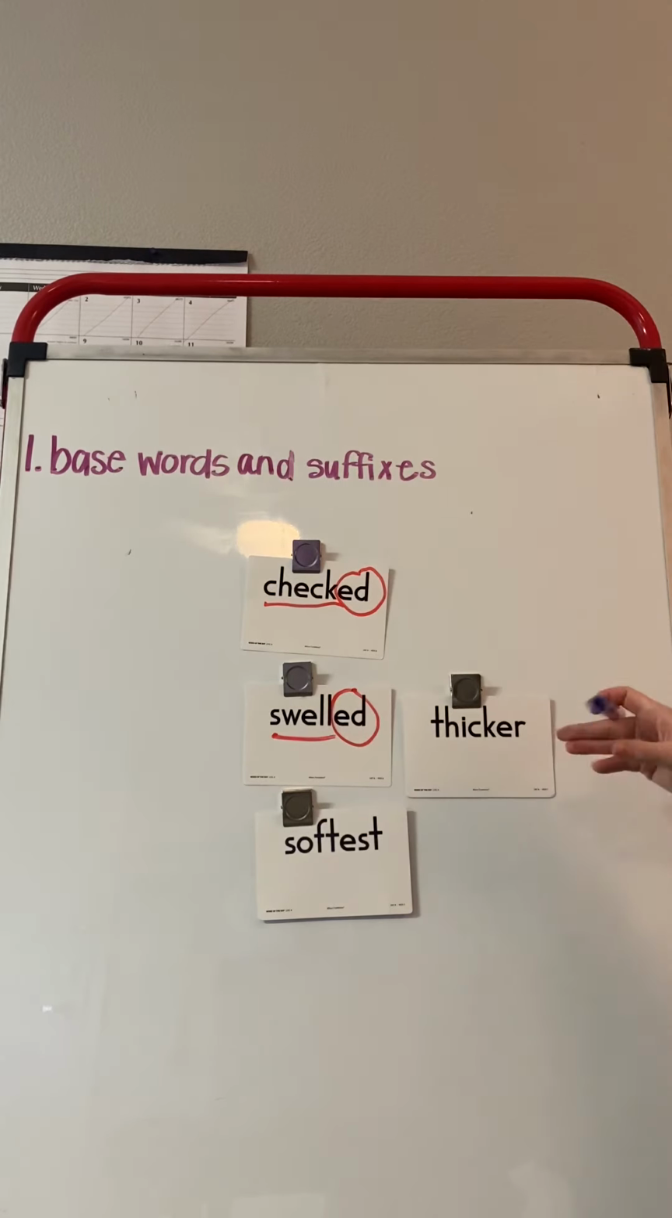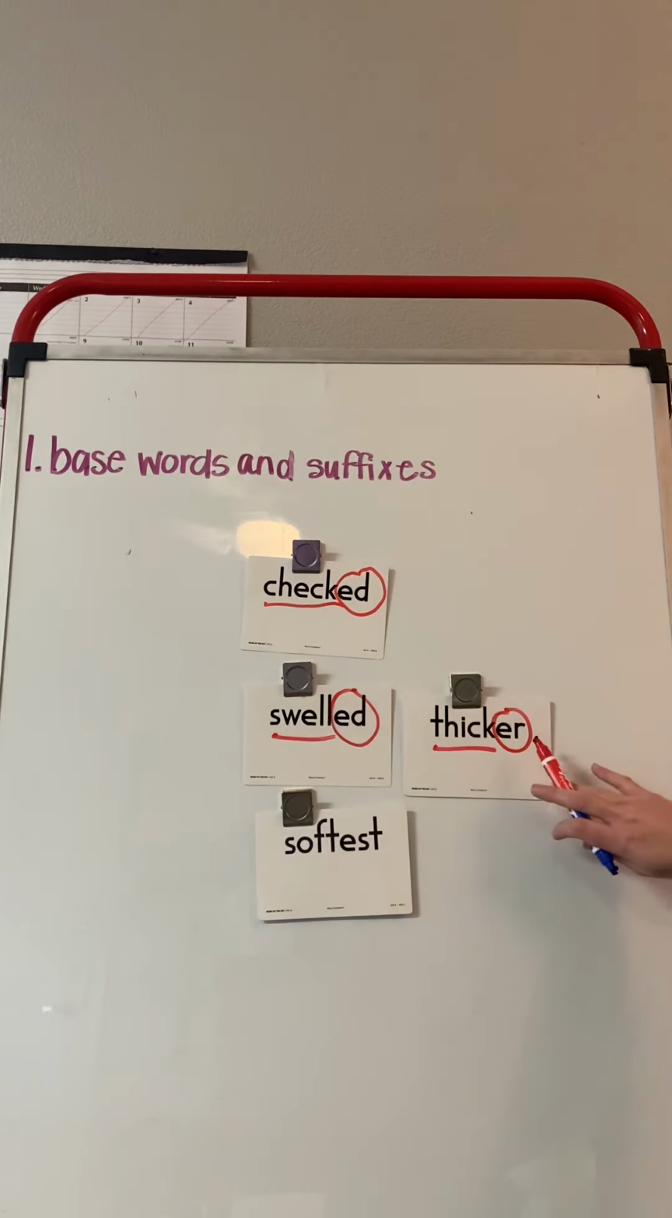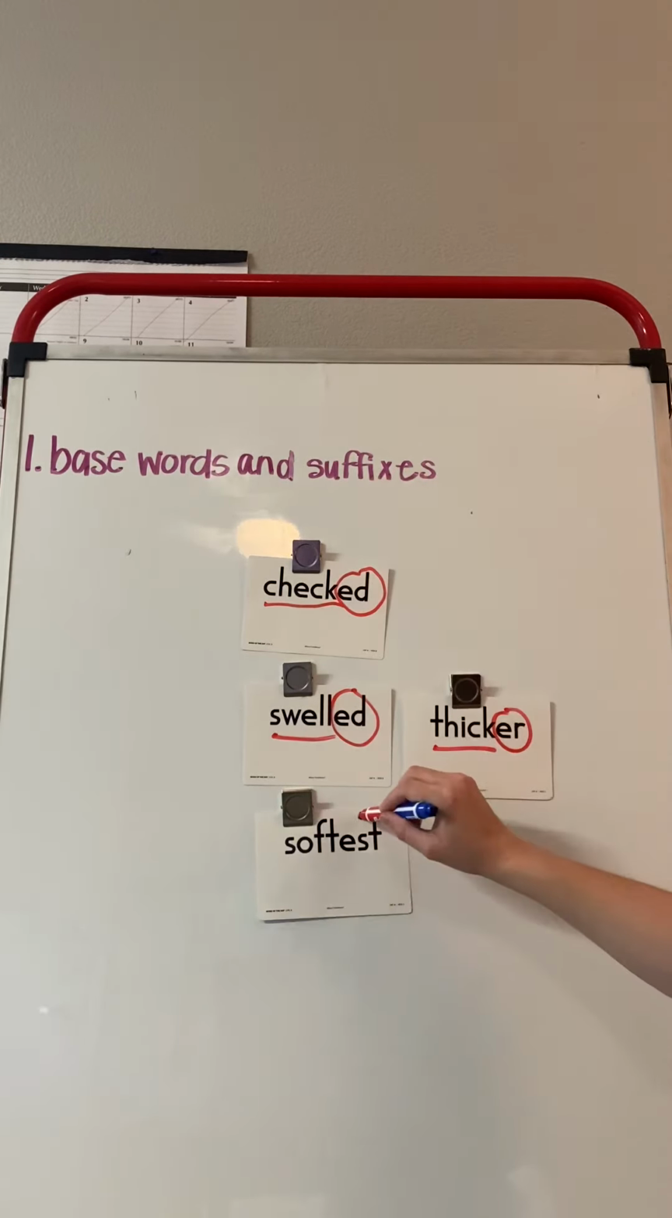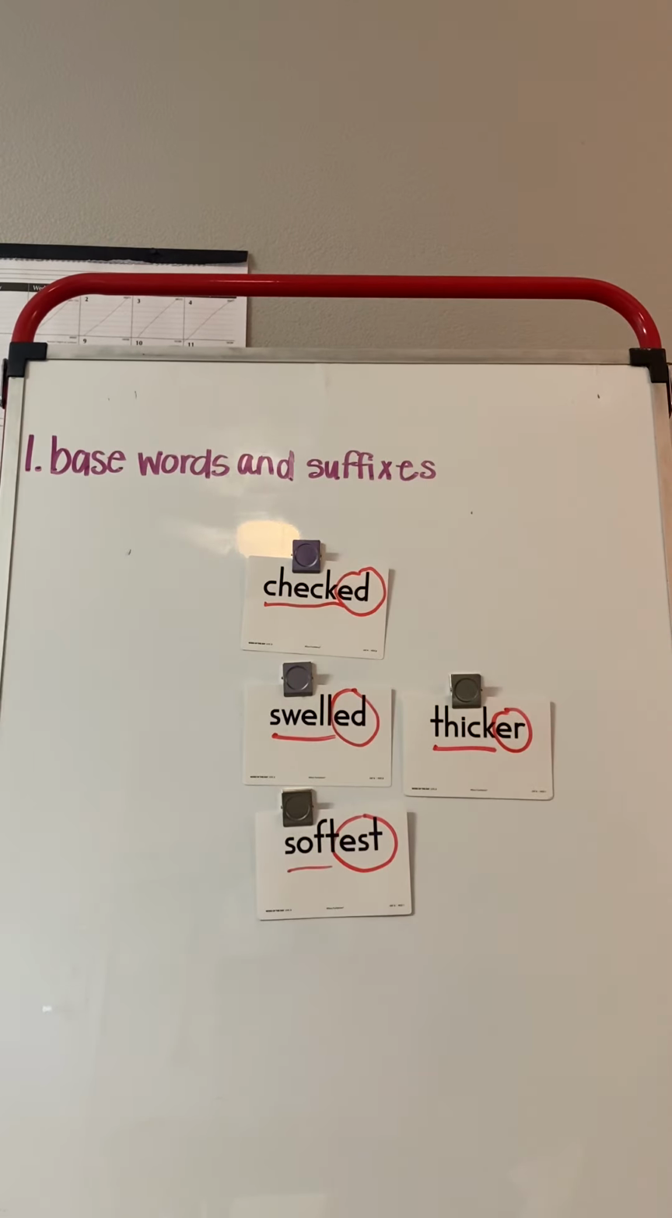In our word thicker over here, we have our suffix er and our base word thick. We would tap that out: thick, thicker. Now remember our ER is here, so we are comparing something, but we're only comparing it to one thing, right? That pencil is thicker than my colored pencil, okay? Softest, we have our suffix est and our base word soft. So we would say soft, soft, softest, right? We're comparing something to many things, right? That blanket is softest, okay? Many blankets that we're comparing it to.